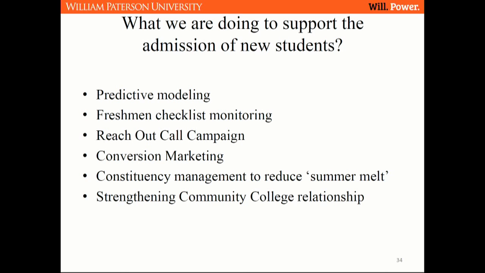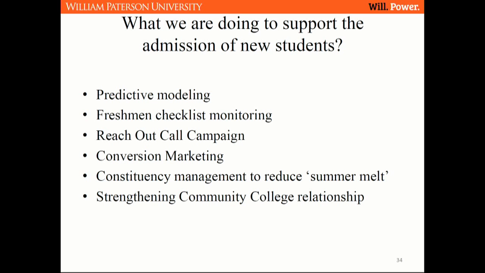Some of the things that we're doing to support the admission of new students, from an admissions or functional standpoint: we are continuing to use our predictive modeling. One of the things I've asked admissions to do is to begin to monitor the freshman checklist. And real soon, we're going to switch that checklist from a paper version to a digital version. If freshmen completed the things on that checklist, we wouldn't be asking for missing materials in WP 101. Most of that, all of that, should take place at the admissions level, and so we'll be asking them to do that.